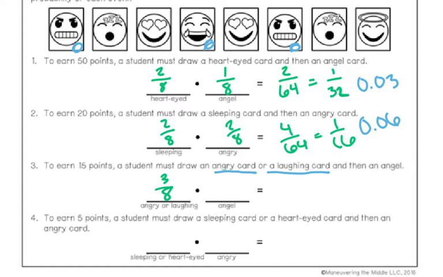Then we're going to draw an angel card, and again, there's just this one angel card here, so the probability of an angel card is 1 out of 8. I find the probability here, I have 3 out of 64, or 0.04.